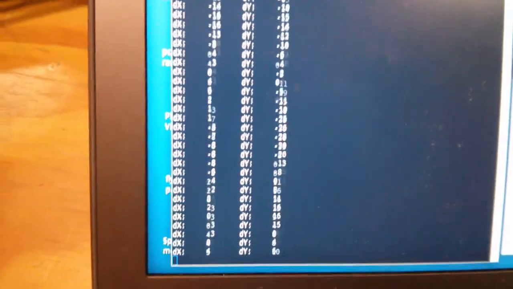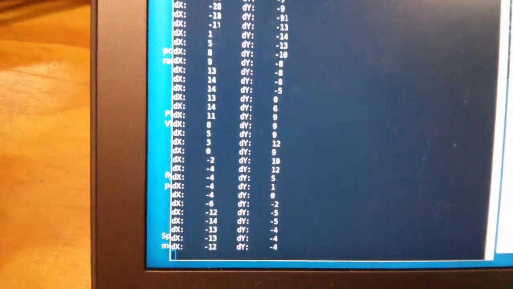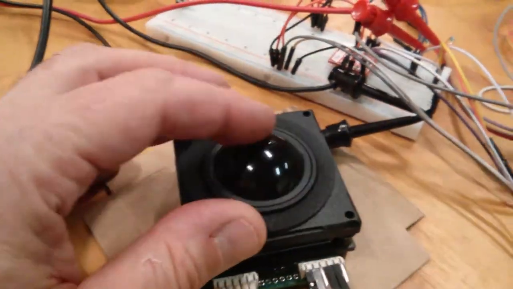And that's the code. This is running a PS2 trackball from Storm Interfaces.